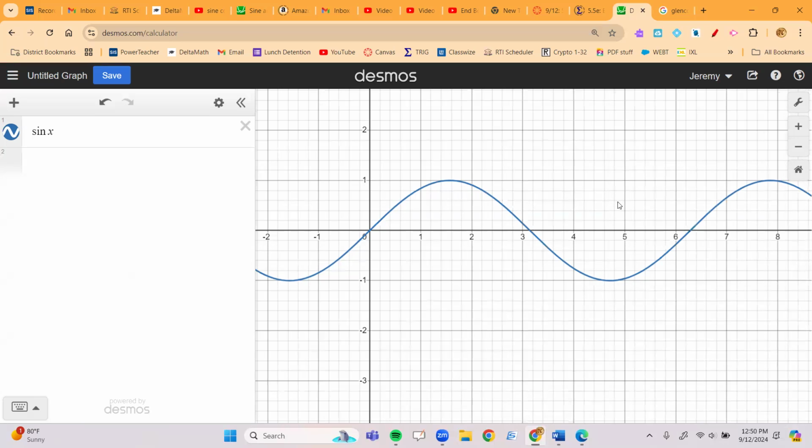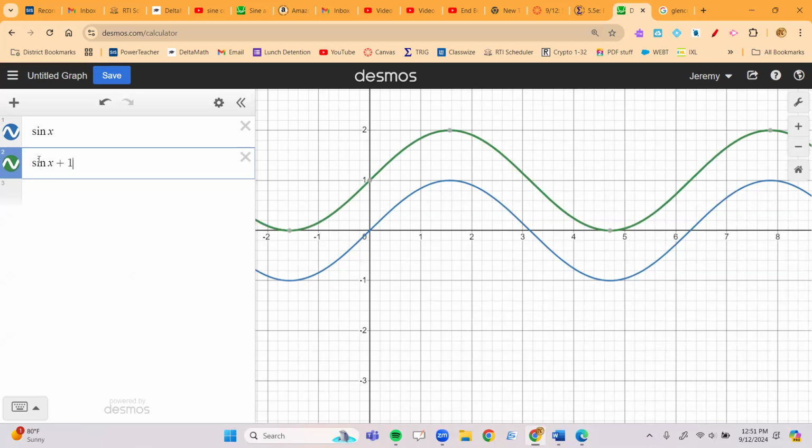What do you think is something I could do to modify its amplitude? And by amplitude, what I mean is I want the graph to be taller at its tall points and lower at its low points. What's something in math I can do to make that happen? If I add a number at the end, I want you to see what happens. So I'm going to type in right below it: sine of x plus, say, 1. Did I make the graph taller and lower? Did I stretch it? No, I moved the midline, right?